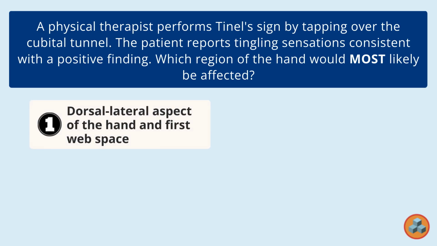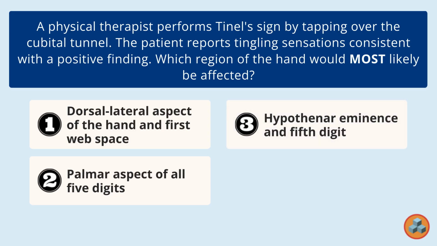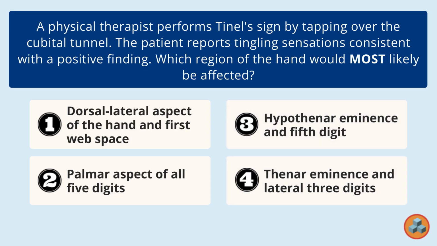Option 1, dorsal-lateral aspect of the hand and first web space. Option 2, Palmar aspect of all 5 digits. Option 3, Hypothenar eminence and 5th digit. Option 4, Thenar eminence and lateral 3 digits.